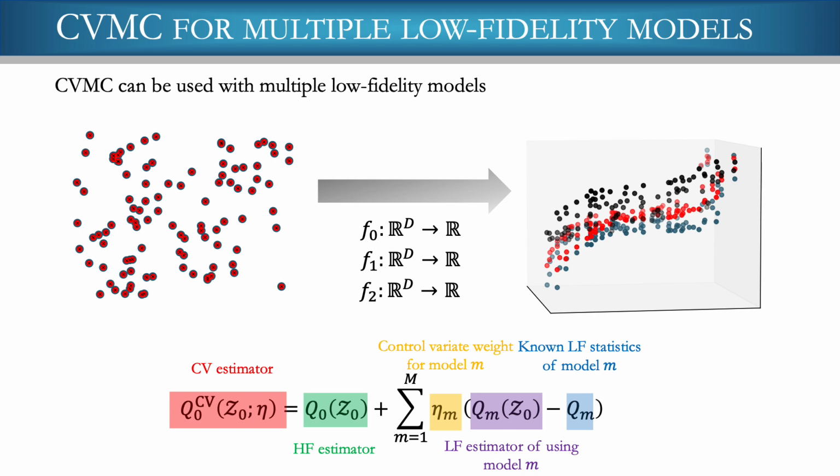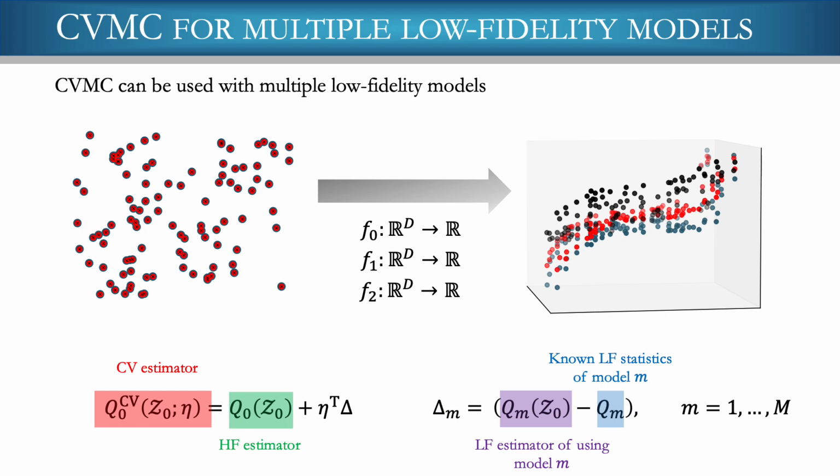The CV estimator consists of a high fidelity estimate of the statistic Q0 using the sample Z0 plus the weighted sum of corrections that depend on low fidelity estimates of the statistic Q computed using the samples Z0 and the exact value of the statistic obtained from each of the low fidelity models. Typically, it's easy to write the control variate estimator in vector form, which is now shown at the bottom of the slide. Here, eta is a vector of control variate weights and delta is a vector of low fidelity corrections.